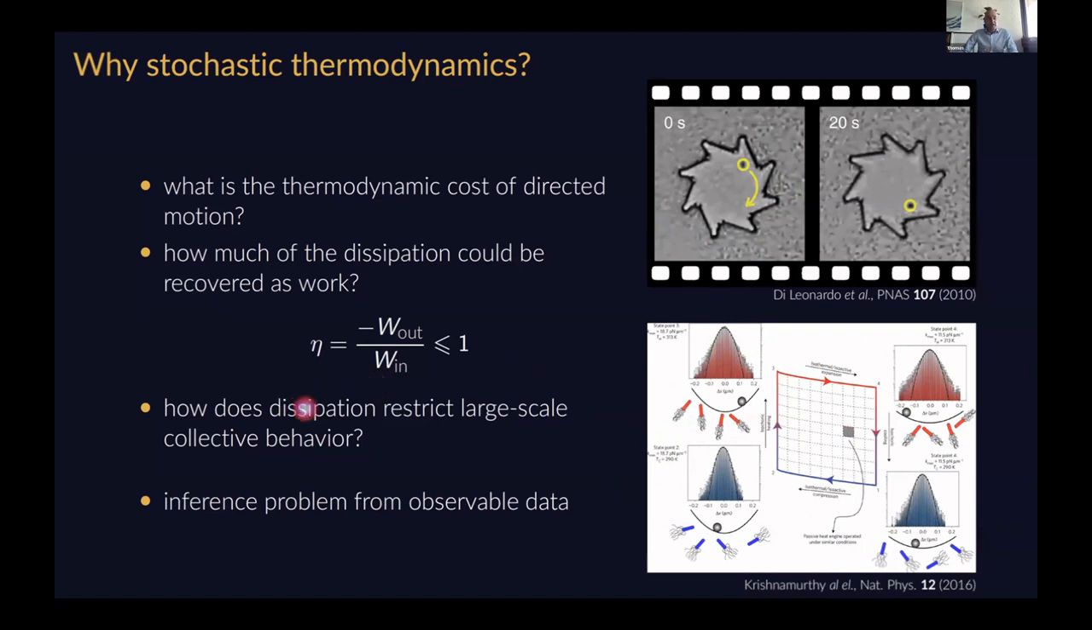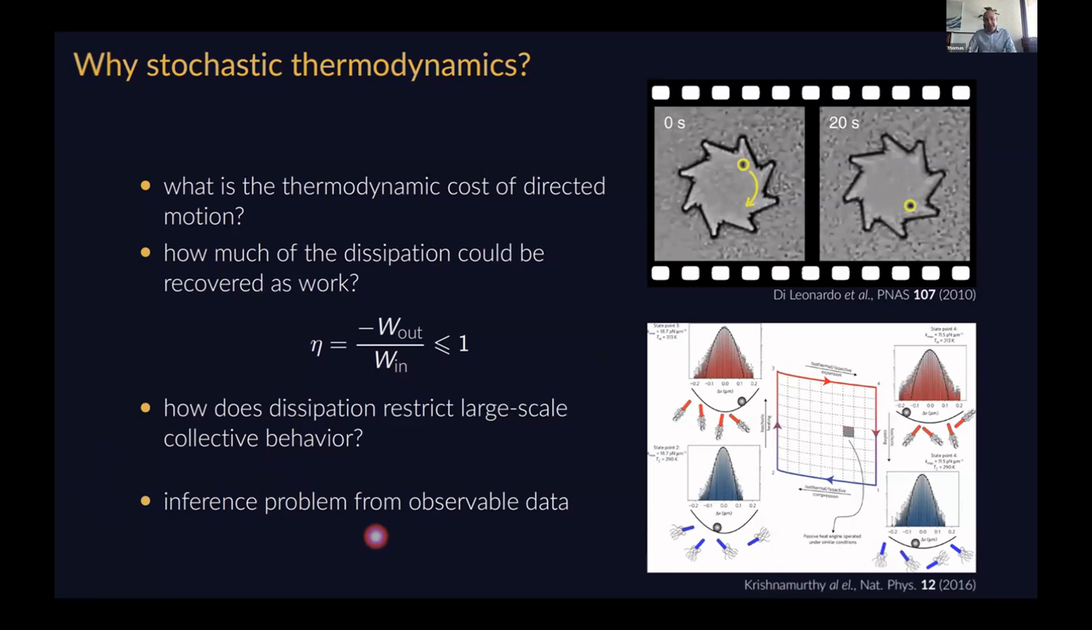Another very interesting question is, now that you have to provide energy and it's being dissipated, how does this dissipation restrict large-scale collective behavior? So this all seems to boil down to an inference problem that we know from stochastic thermodynamics, where you want to estimate entropy production from observable data.